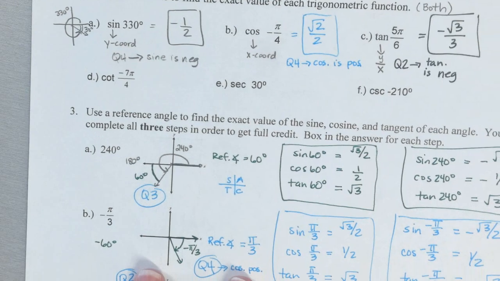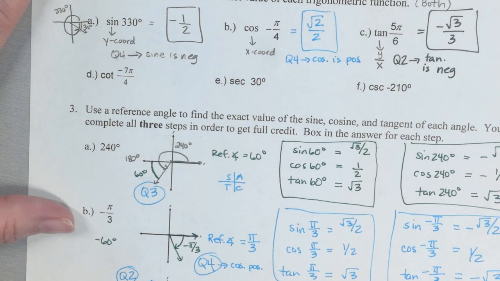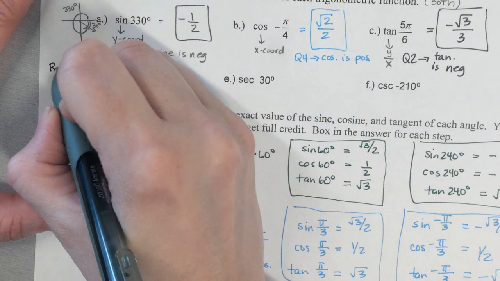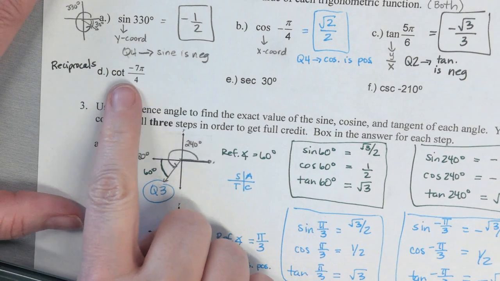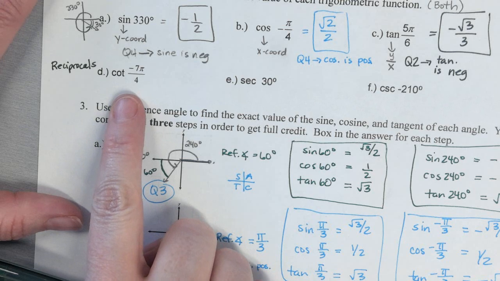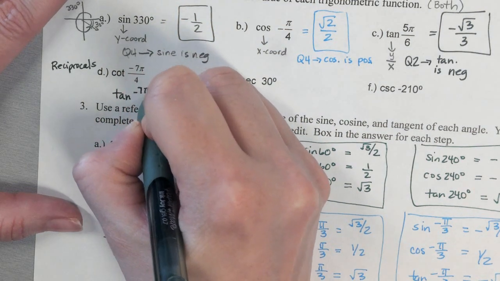All right, now the bottom, the cotangent, the secant, and the cosecant are all what? What type of functions? Nope, reciprocals. So when you are doing the reciprocal functions, if it's the cotangent, the first thing you want to find is the tangent at negative 7 pi over 4.